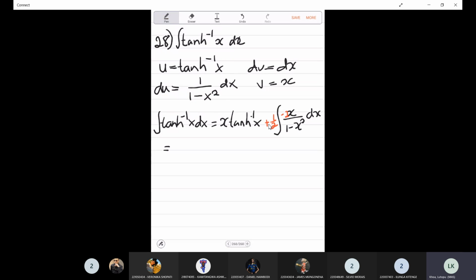So our integral then becomes x hyperbolic tan inverse of x, then plus a half. The integral of this term here is now just ln of this, because the power here is minus 1. So it's half ln of 1 minus x squared, and then we add our constant of integration.